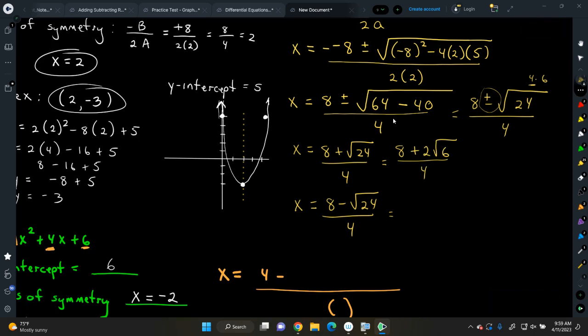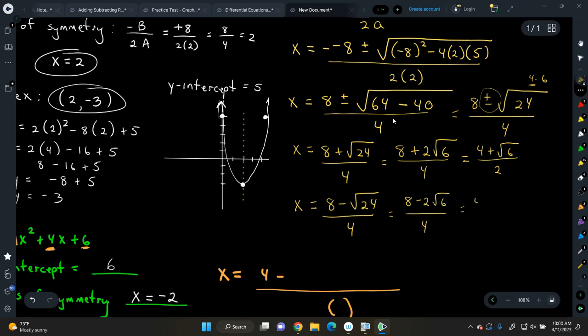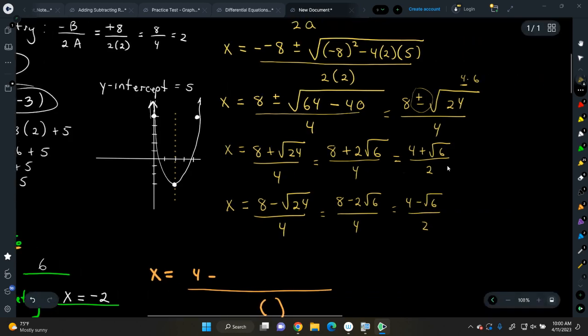And how's that going to simplify? 2 goes into 8 4 times. 2 goes into 2 1 time, so that's just 1 square root of 6. 2 goes into 4 2 times. I reduced everything by 2. Okay, down here we're going to get 8 minus 2 root 6 over 4, which gives us 4 minus root 6 over 2. So now I need to convert that to a decimal because I still don't know where that is on the graph, right? So we've got to convert that to a decimal.